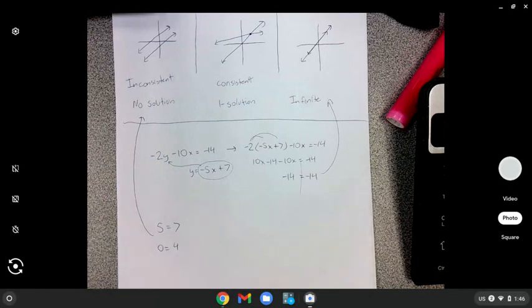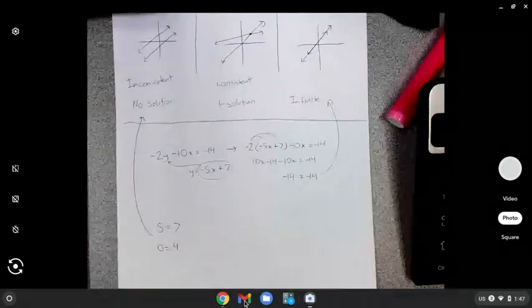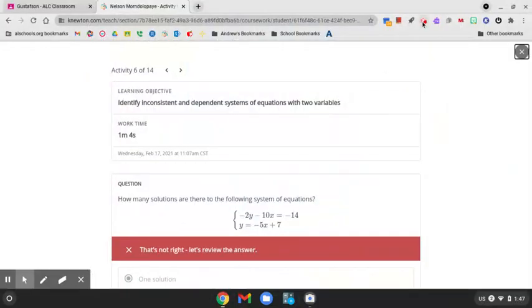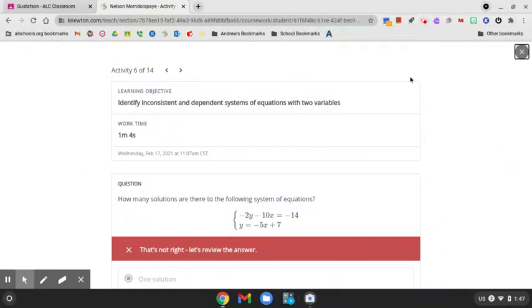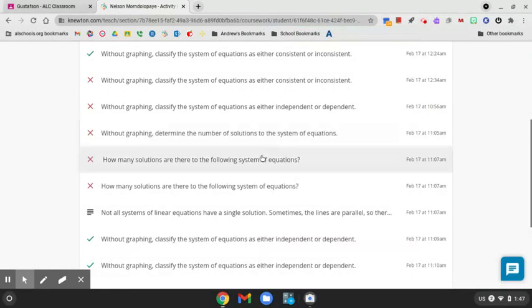Let me know if you want more examples. I can walk through more examples, but I'm going to stop there. Well, let me see how much time I have. All right, I'll do one more. Let's do one more.